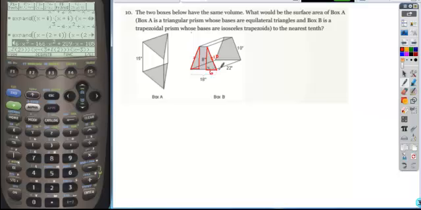So 2 times 3 is 6. So that means each of these legs is 6. If the whole thing is 18, what's left for this middle portion? 6. And so that gives you this other base up here. And so that was the last piece of information you need to find the volume.